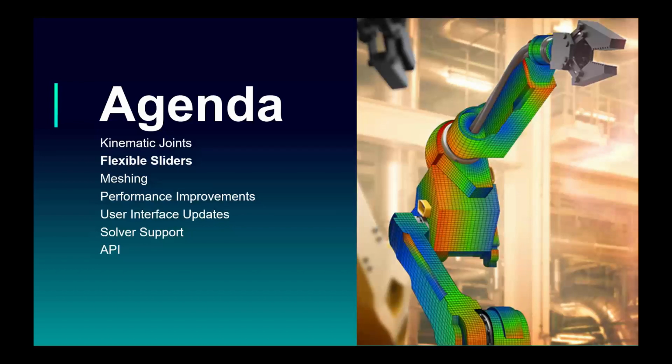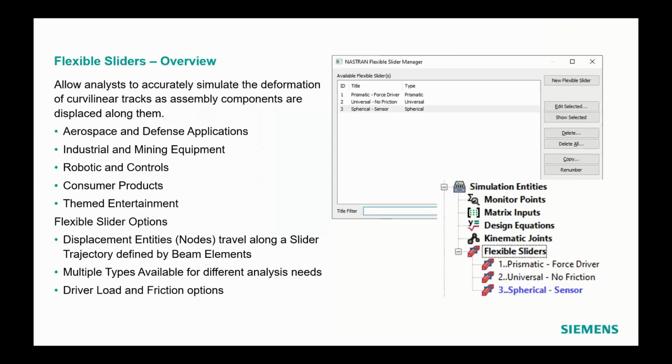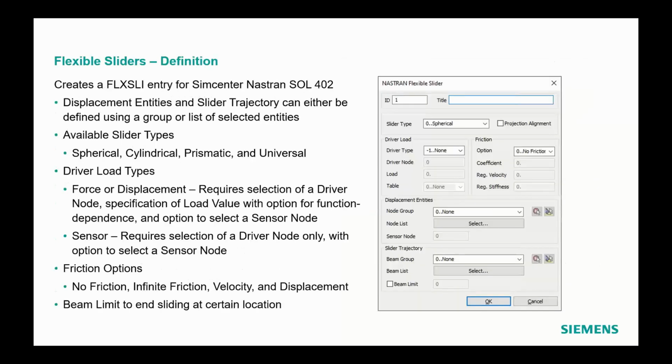All right, so moving on to flexible sliders. The addition of flexible sliders to Femap basically allows you to simulate the deformation of a track as you displace something along that track. And this could be useful in a wide variety of applications. I personally have not used these yet, but I think this could definitely be helpful for a wide variety of customers.